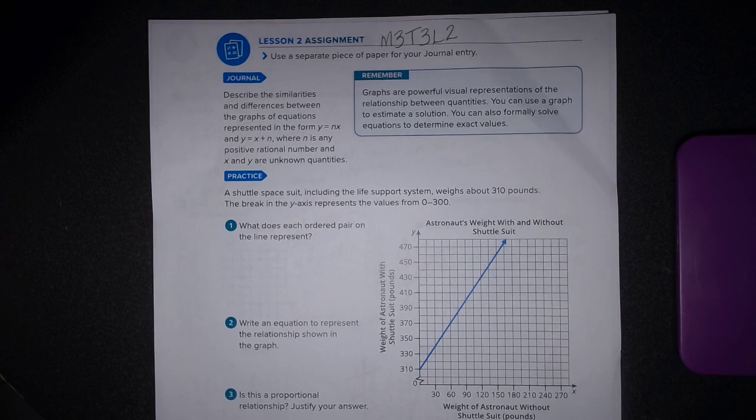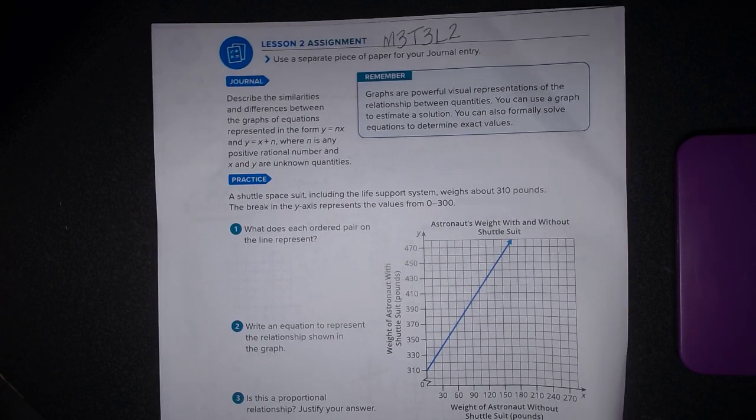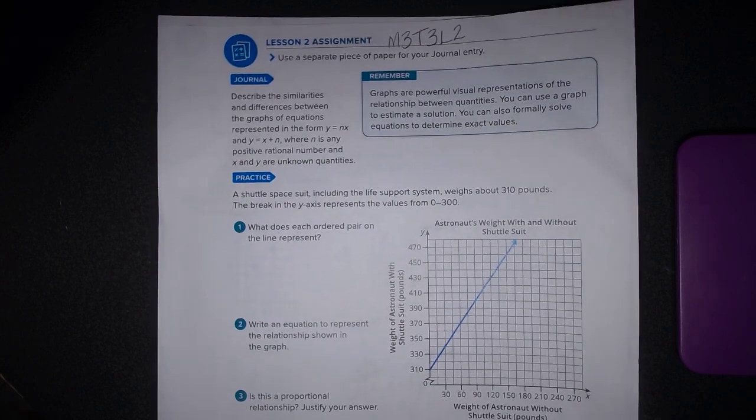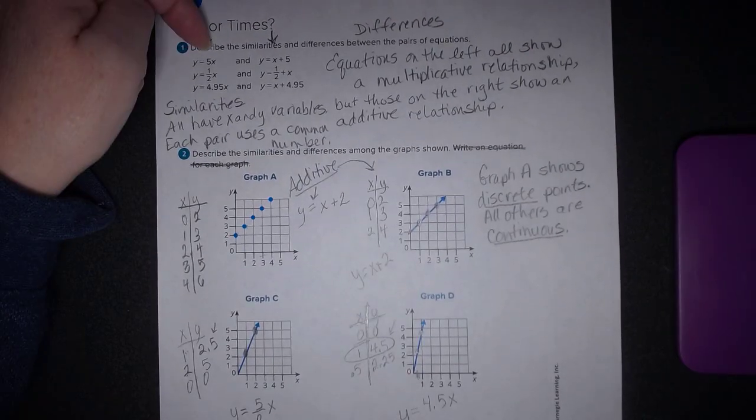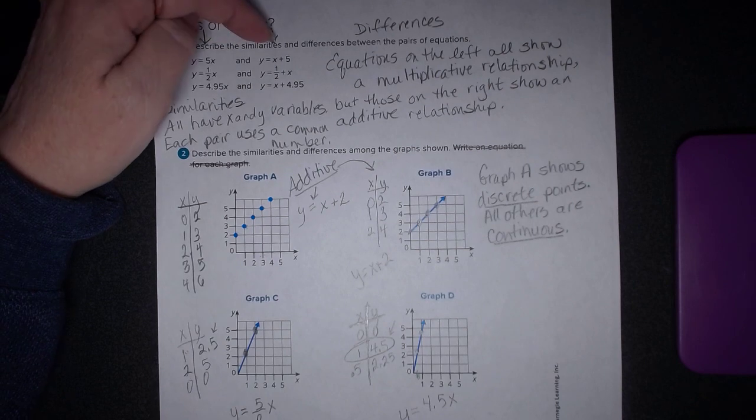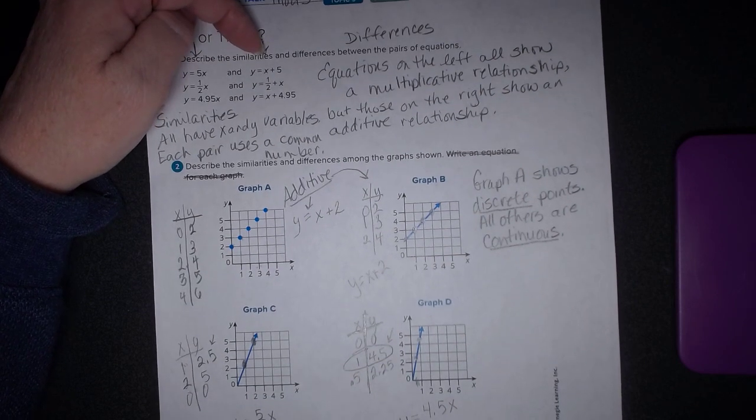The journal says, describe the similarities and differences between the graphs of equations represented in the form y equals nx and y equals x plus n, where n is any positive rational number and x and y are unknown quantities. That's what we did here. These are the y equals nx, and this is the y equals x plus n.